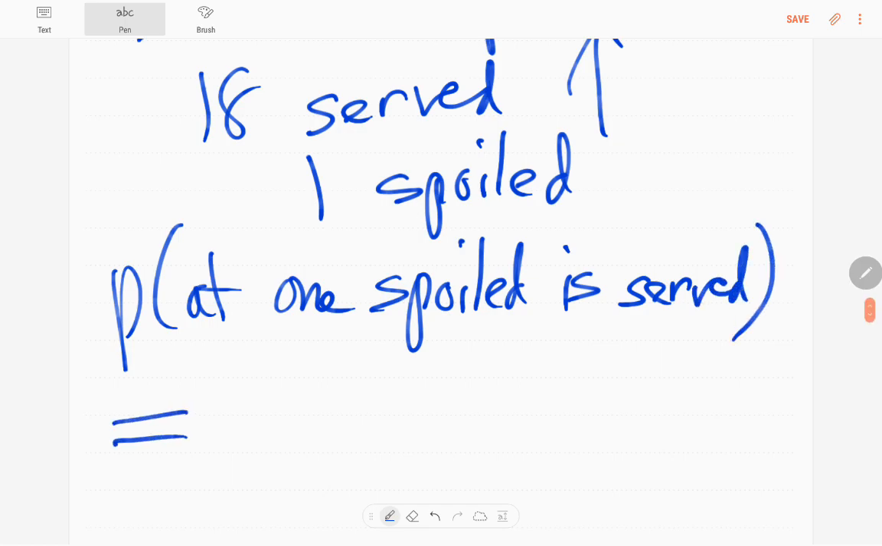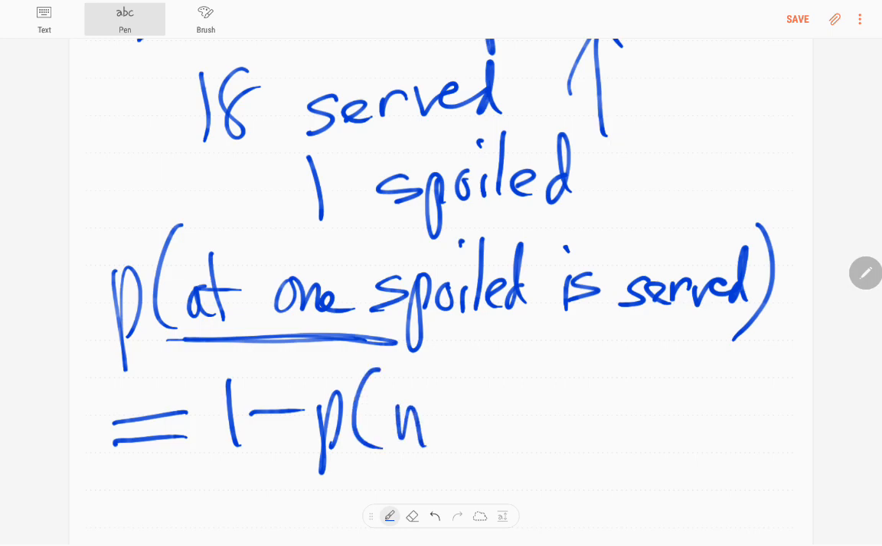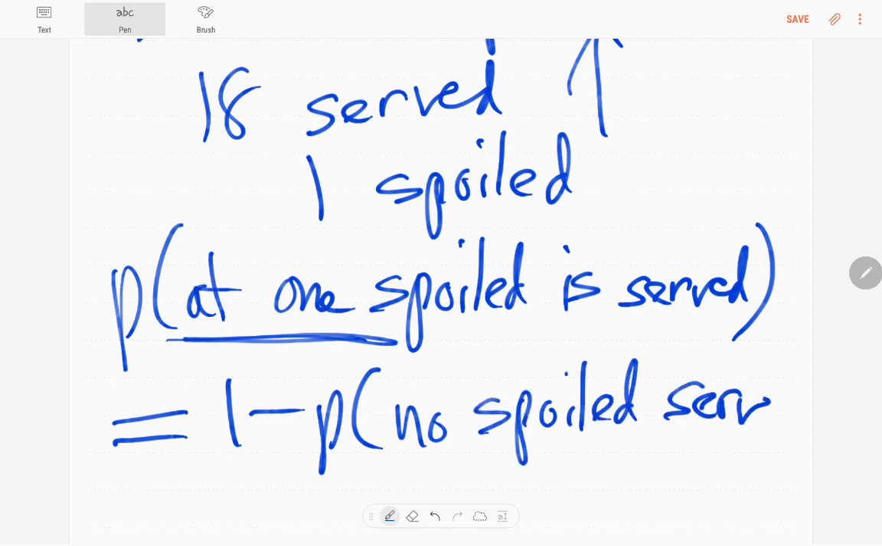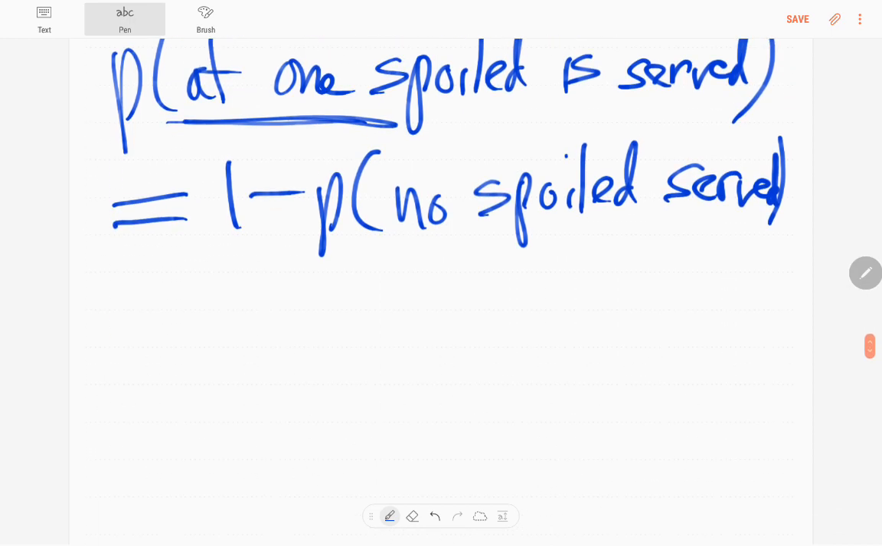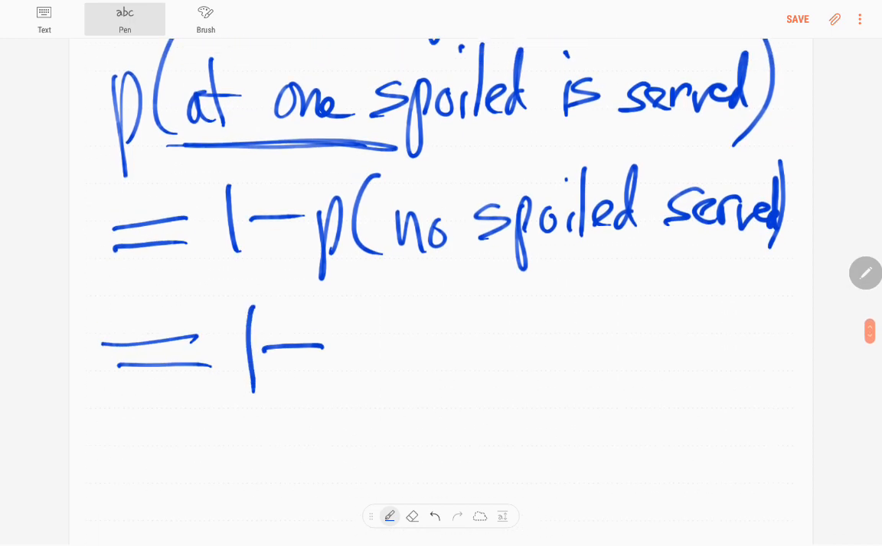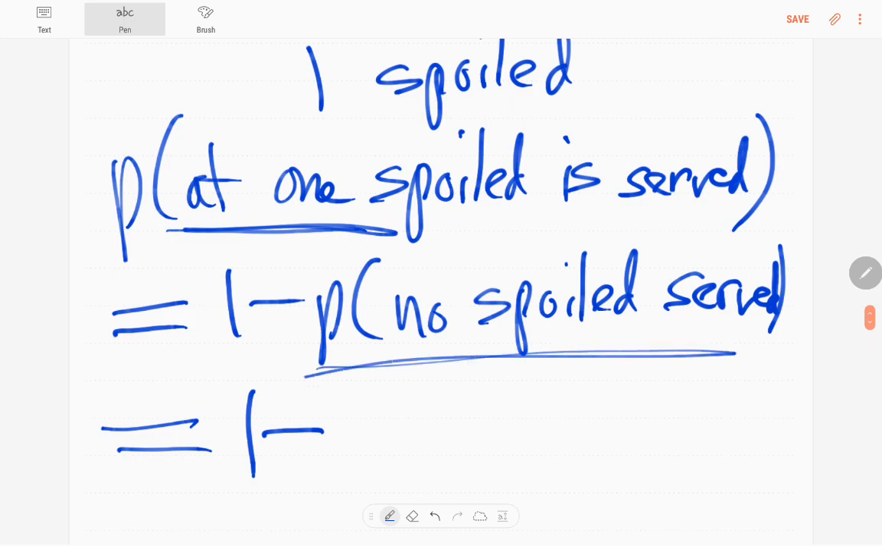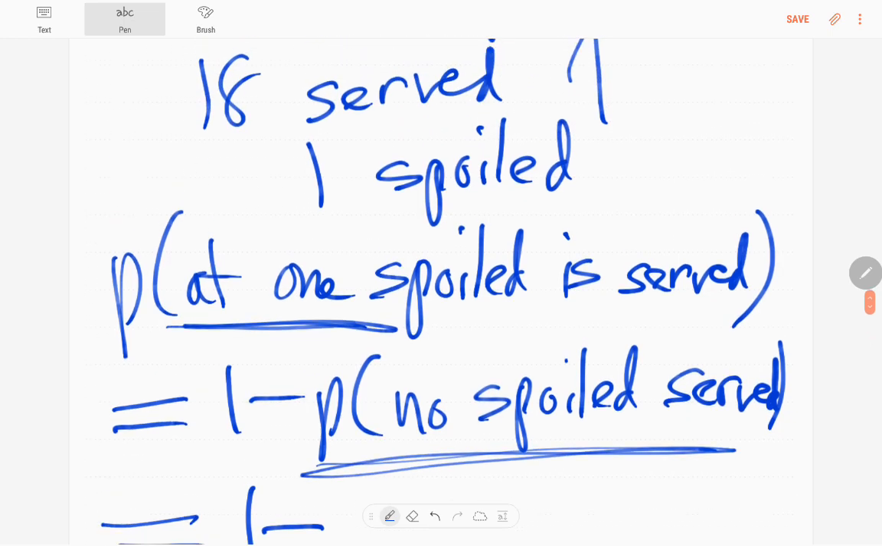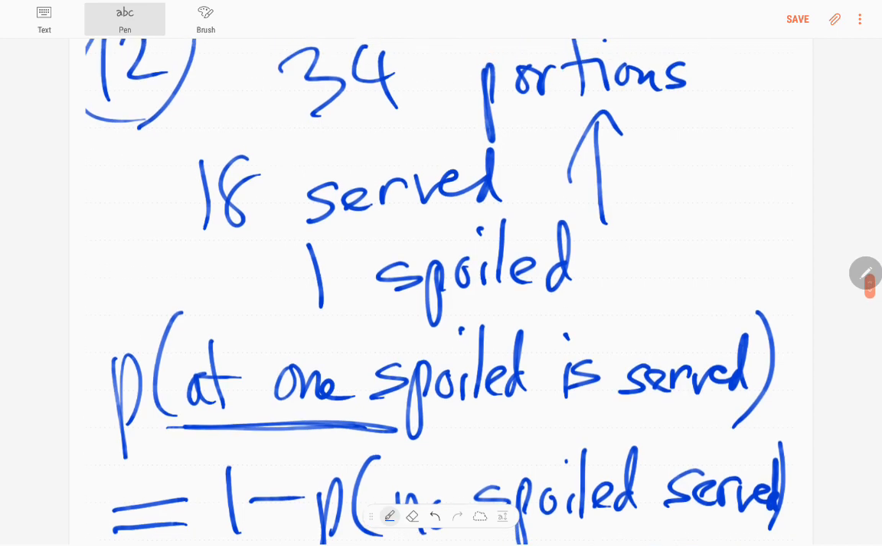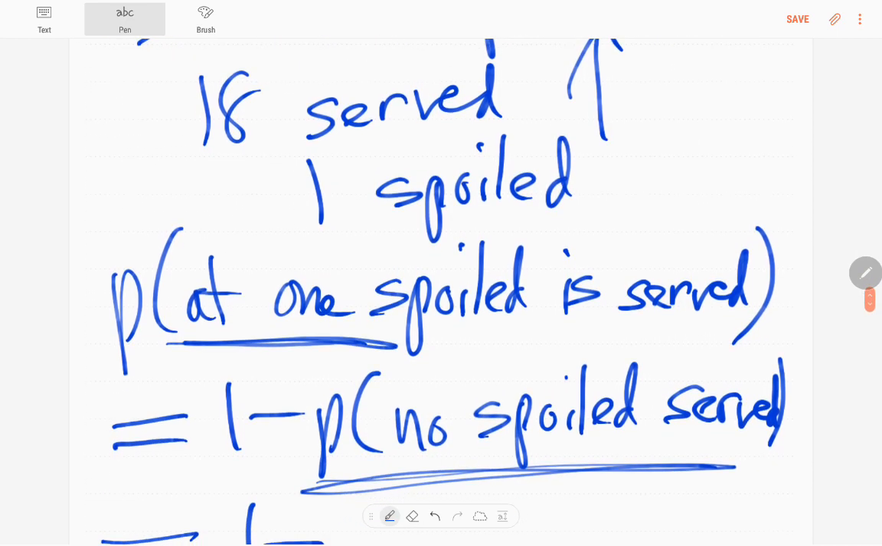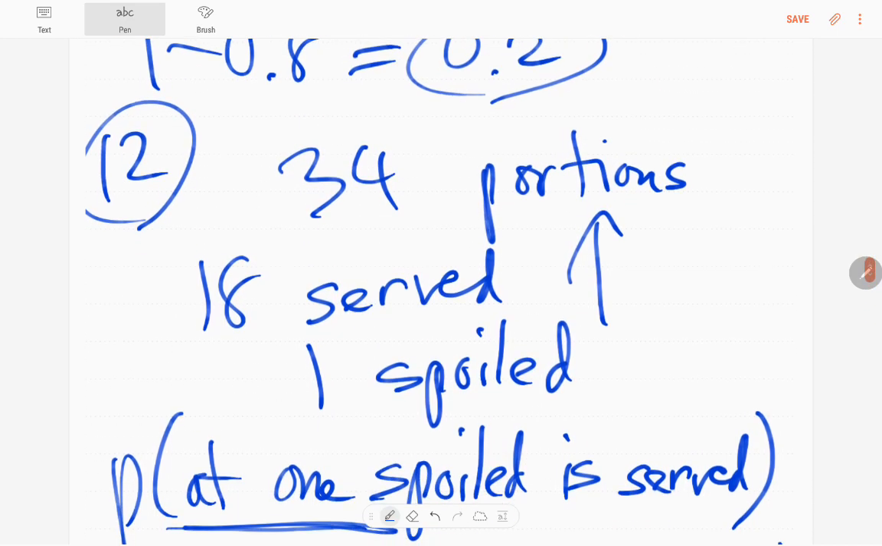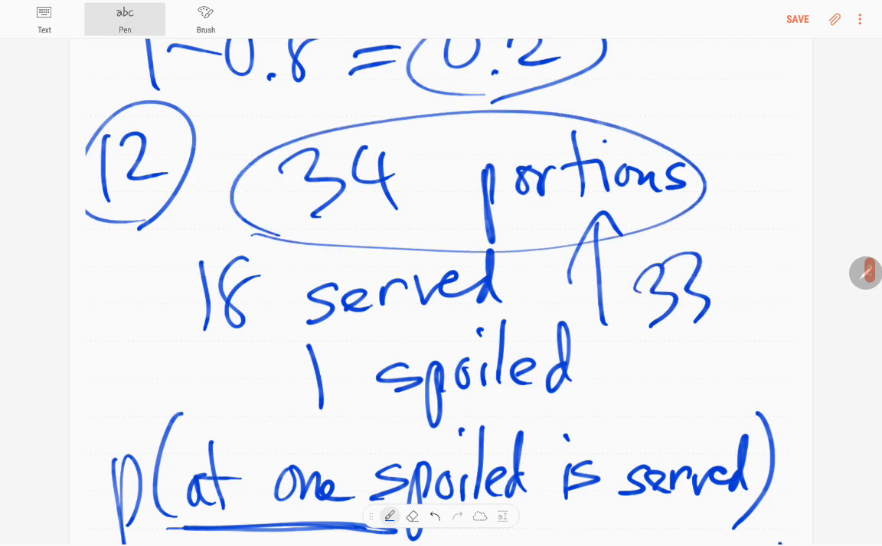And once again, you see that phrase, at least one. It's probably easier to find the probability of the complement, which is no spoiled portions are served. So let's see if we can figure that out. Well, first of all, let's figure out the number of ways for us to not serve any spoiled plates. And that's really the same thing as saying they're all good that we served. So how many good ones did we have? We had 34 total, and one of them was spoiled.